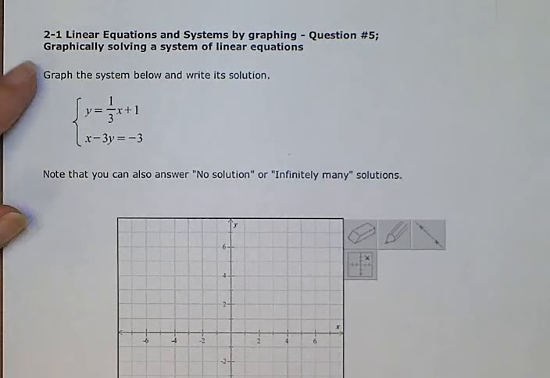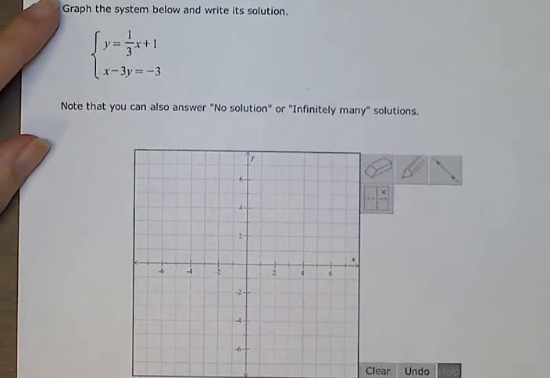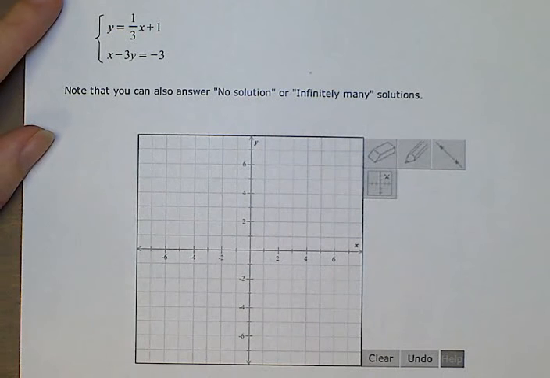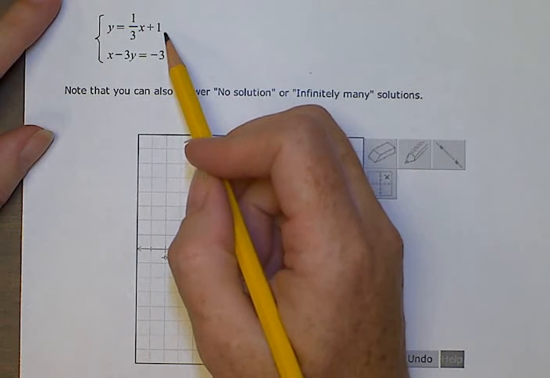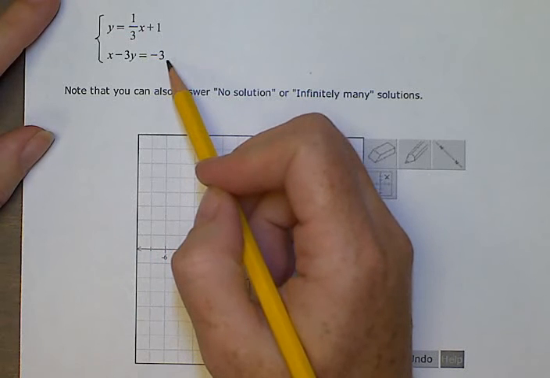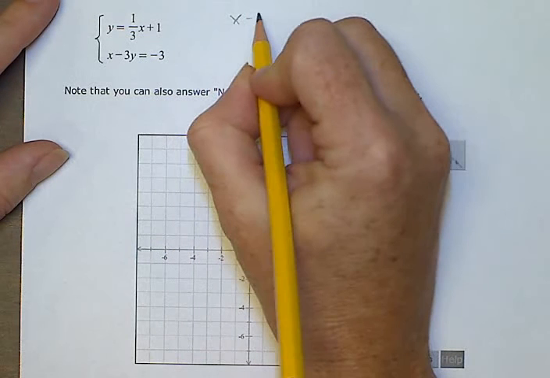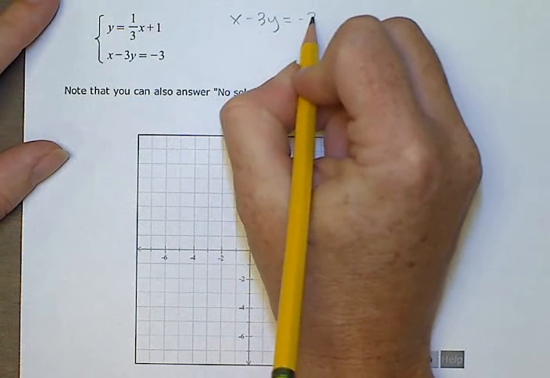So let's scoot this down so we can see the graph better. So this top one is already in y equals mx plus b form. So we have y equals. This one does not say y equals, so we first need to change that. So I'm going to rewrite it over here. X minus 3y equals negative 3.